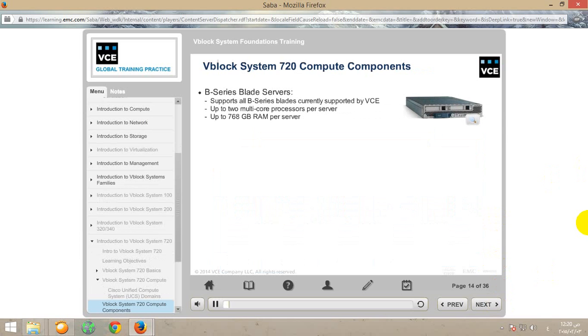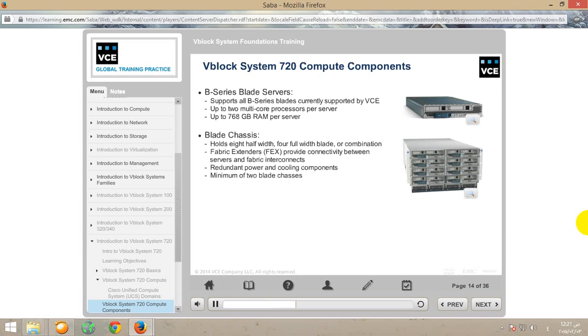Just like the VBlock System 320 and VBlock System 340, the VBlock System 720 uses the Cisco B-Series blade servers. Any B-Series blade server offered by VCE can be purchased with these systems. Depending on the blade model, they can contain 2 or 4 multi-core processors, and there are many different RAM configurations available. Blade servers are inserted into slots in the blade server chassis, and these chassis can hold 8 half-width blades, 4 full-width blades, or a combination of the two. 2 fabric extenders in each chassis provide the connectivity between the blade servers and the fabric interconnects.